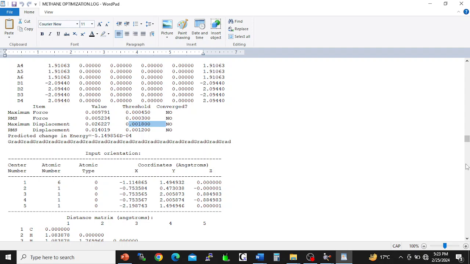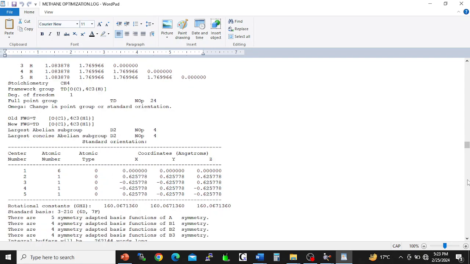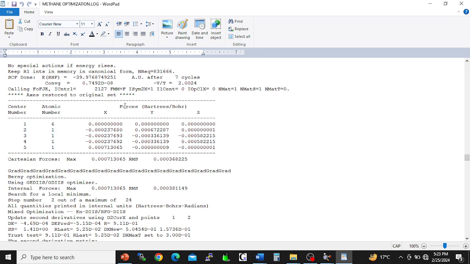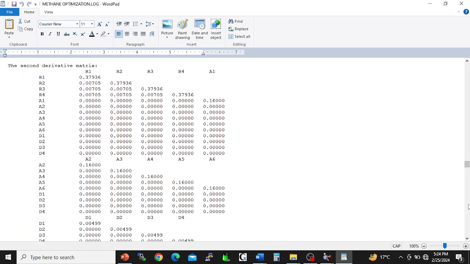So if convergence criteria are not met, the software updates the geometry. So it means it got a new input orientation, new geometry here. Again, it does the same process. If you keep on further scrolling down, you will see that it prints energy for the second step. And now let's see if it is converged or not.